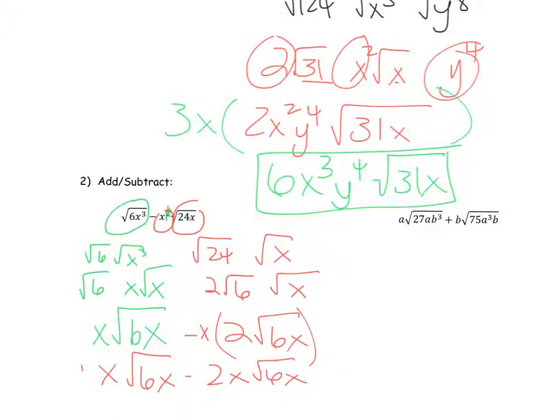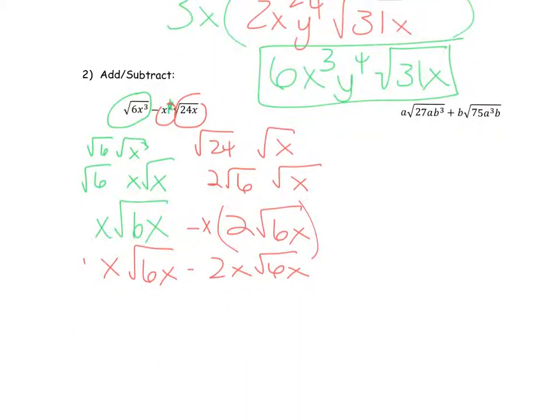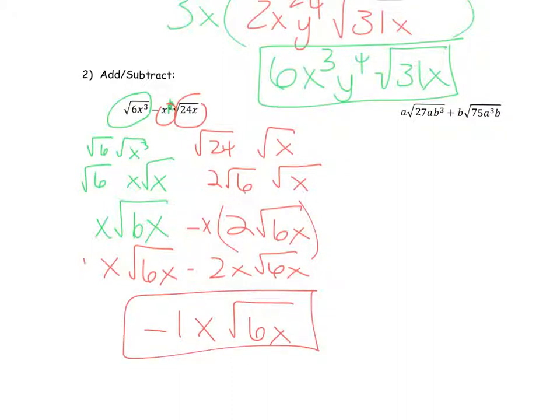1x minus 2x. I can combine these because the radicals are the same. You're going to get negative 1x radical 6x. This is going to be your answer. Negative 1x radical 6x. Okay?